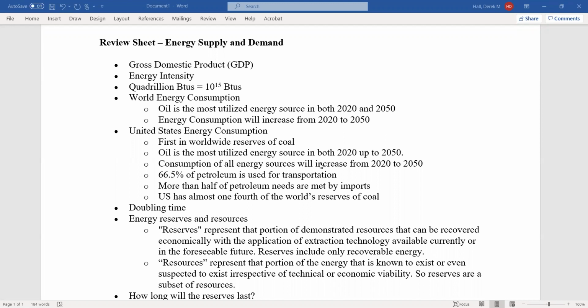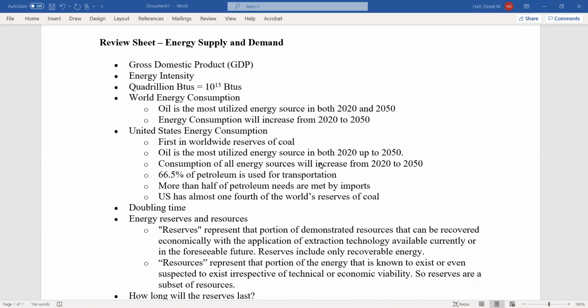Another fact that we're coming to terms with is energy consumption across the globe will likely continue to increase from 2020 on to 2050. In terms of the US, we have an extraordinary amount of fossil fuels, in particular coal. But like much of the rest of the world, what we use regularly the most is still oil. And it looks like it'll remain that way for a long time in the future. Another thing that seems to be a constant is that the consumption of all different energy sources, both renewable and non-renewable, appear that they will increase to meet our growing energy demand.